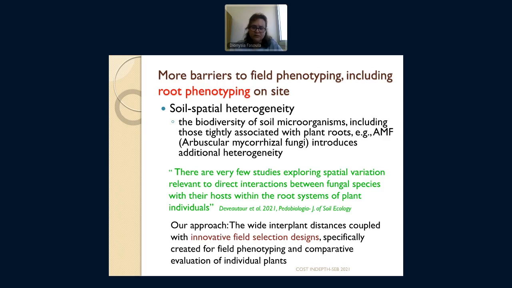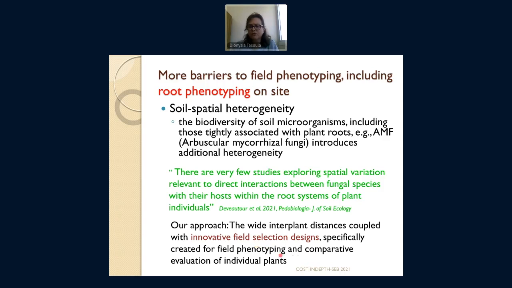Now, people have recently started exploring studies of rhizobiome at the single plant level, and this is a very recent recognition that there are very few studies exploring spatial variation relevant to direct interactions between fungal species with their hosts within the root system of plant individuals.